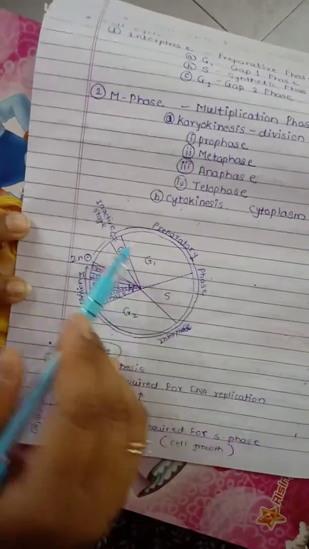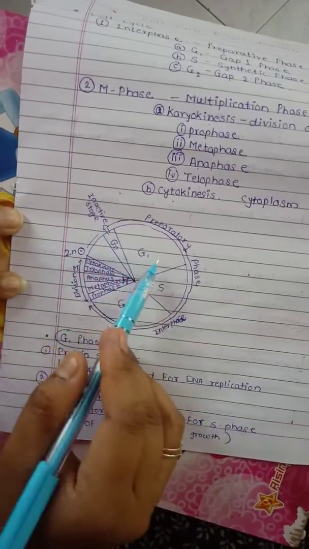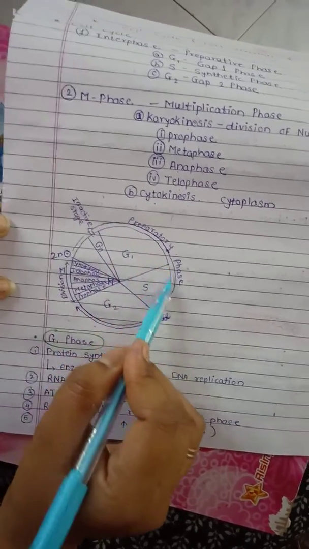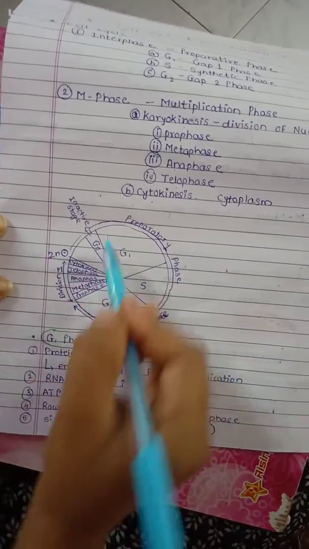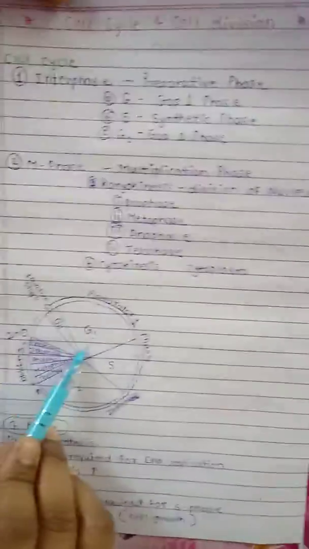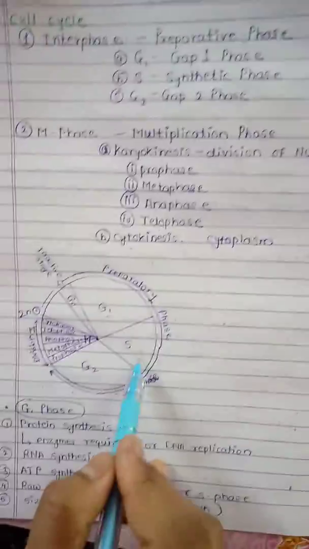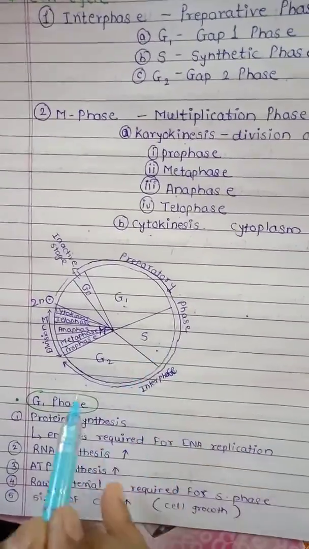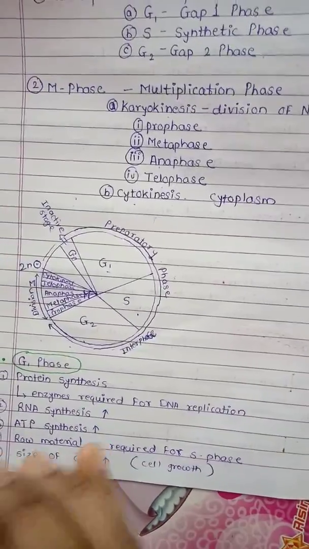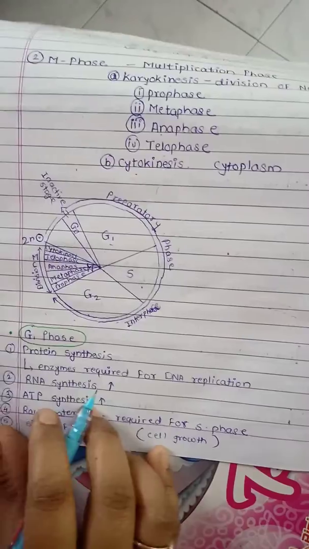So we see this diagrammatic representation of the cell cycle. From here to here it is a preparatory phase, meaning it is interphase. In that, first we discuss gap 1 phase, which is here. Then after that the synthetic phase, then gap 2 phase. So let us discuss these stages in detail.